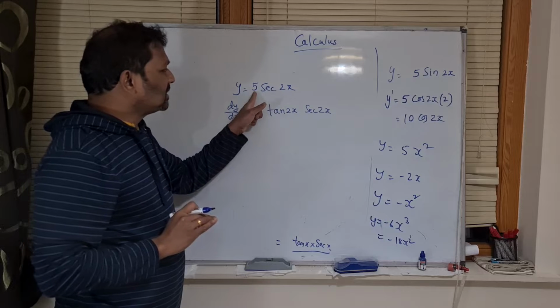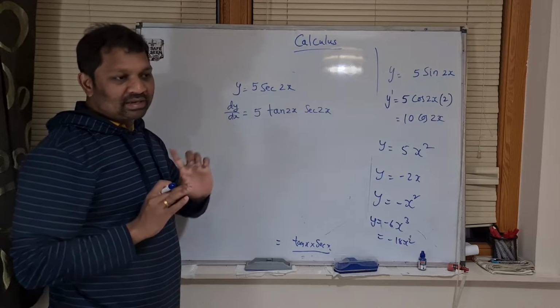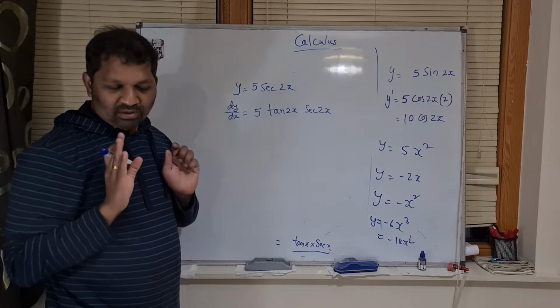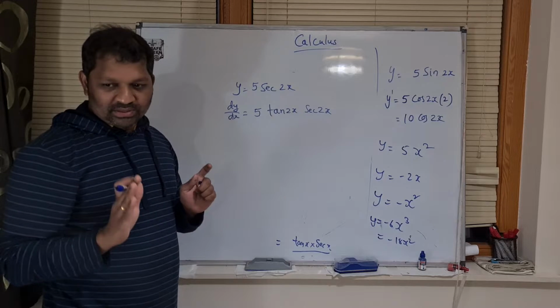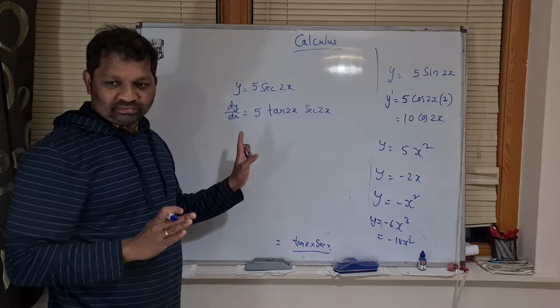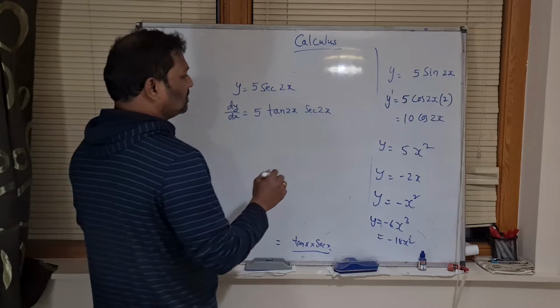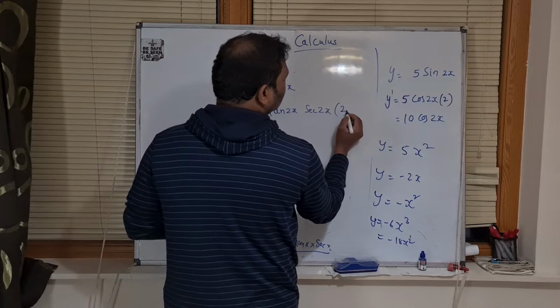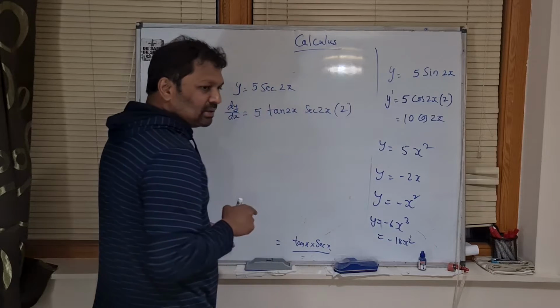Don't confuse yourself, 5 is not an inner function. 5 is a constant coefficient. You should keep it aside. Times 2. You put this in a bracket.